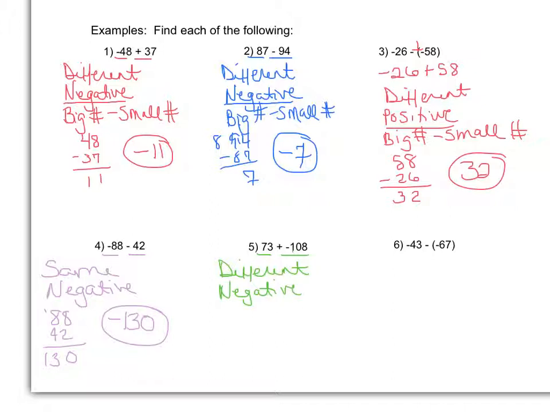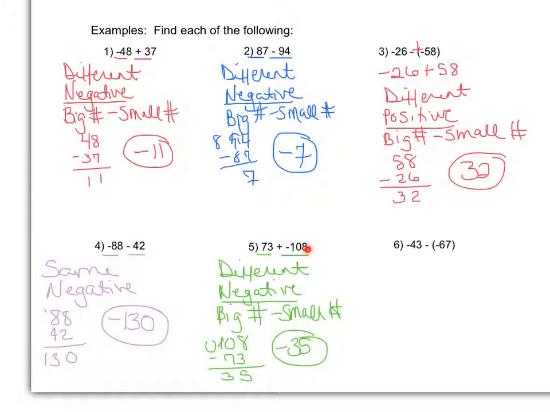Keeping the same process I used earlier, I'm going to do big number minus small number. 108 minus 73 gives me 35, but my answer should be negative, so I get a negative 35. And again, if you think about temperature, if it's 73 degrees out and it drops 108 degrees, we're going to be at negative 35.